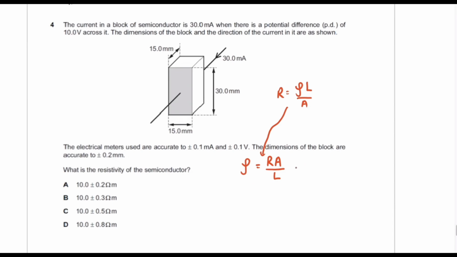Okay. So first we substitute and count the resistivity. Oh, no need to count. We just skip this because they always give 10.0, so no matter how, it's just 10.0. So no need to count, just take 10.0. We focus on the absolute uncertainty, so we find out the percentage uncertainty.